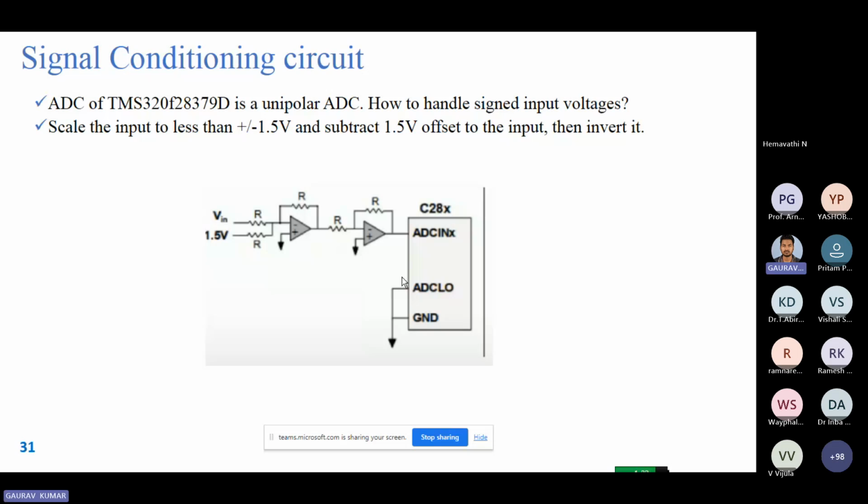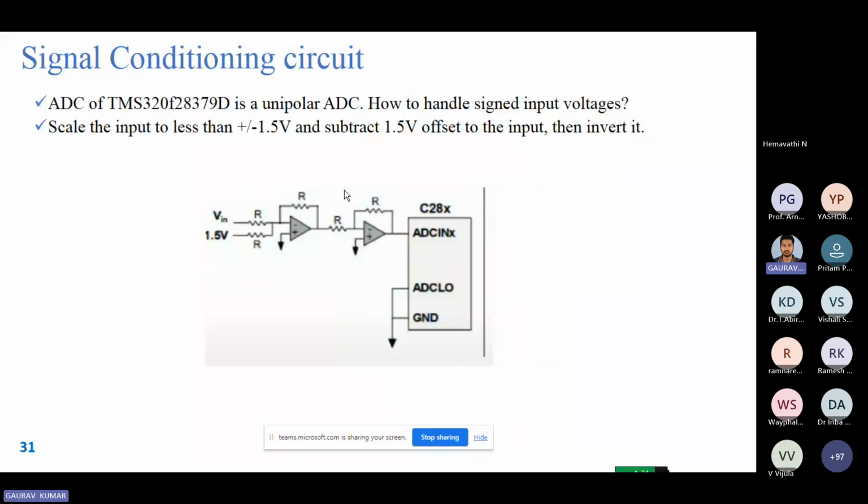Suppose our sensor is sensing some voltages which are pulsating in nature. Okay, so we have to give it to the C2000 microcontroller. How will I do it? Firstly, you have to make it positive and below 3 volts. So at that time you need the signal conditioning.